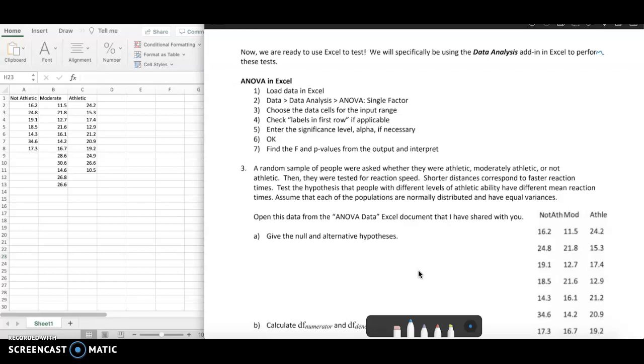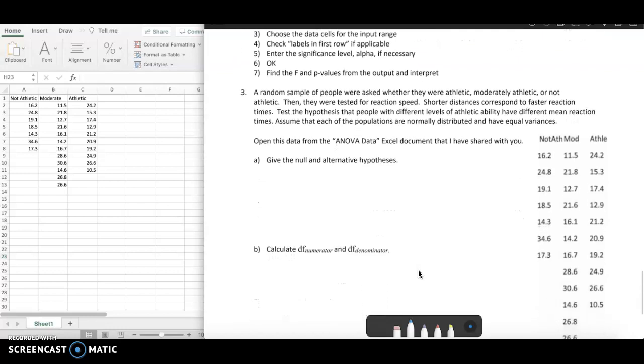You're going to get your input range in. Click your labels in the first row if necessary. Enter the significance level alpha that you're using if necessary. That's usually preset as 0.05, so probably you don't have to do anything there, but you might need to. Click OK. And then you're going to take your F and your P values from that output and interpret them. So not a super hard process, but just more different steps.